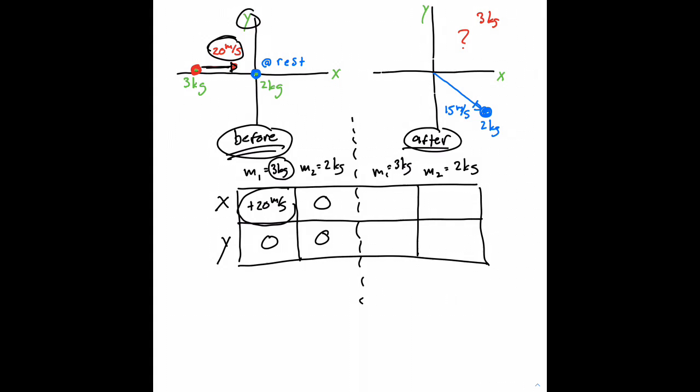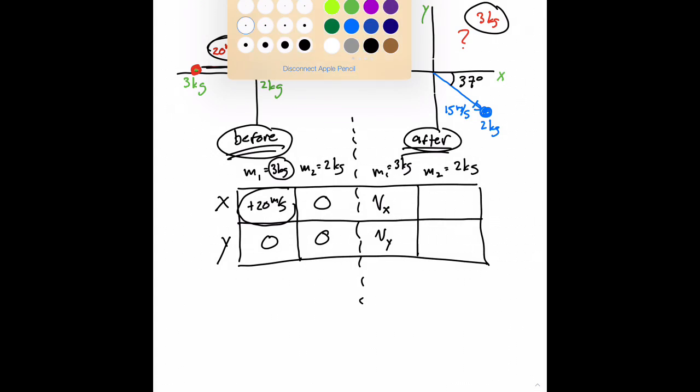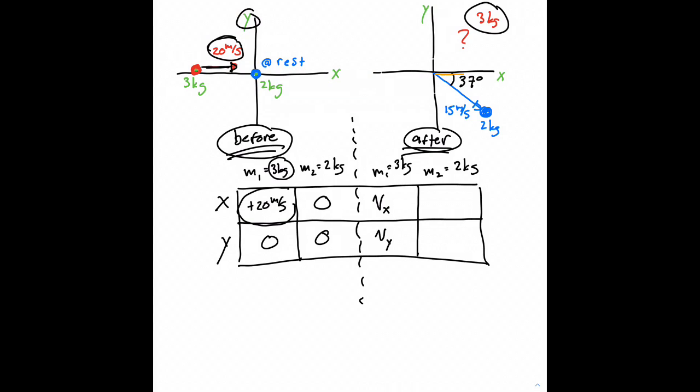After the collision occurs, let's say, for example, that this 15 meter per second velocity is directed at an angle of 37 degrees. So we need to find these two velocities. We're just going to call this v subscript x and v subscript y for mass number 1. But we know for mass number 2 that its velocity can be broken into components. Let's look at these components.